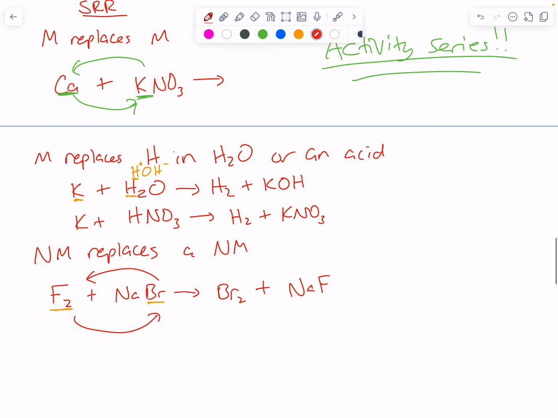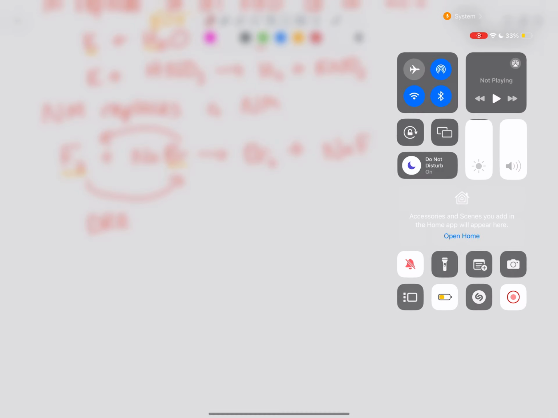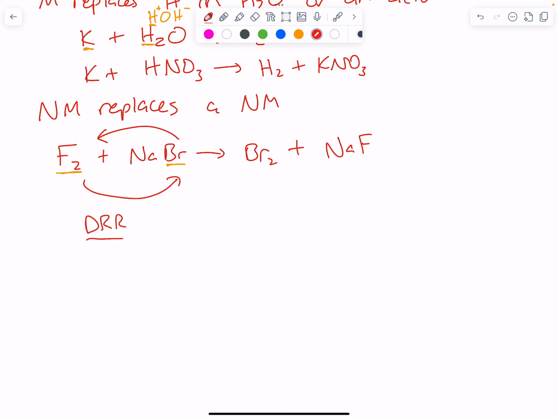Last but not least, double replacement. Okay, double replacement. I have two ionic compounds. Who do I want to use? No, I don't want to use ammonium, actually. Who do I want to use? Let's use sodium, I guess.